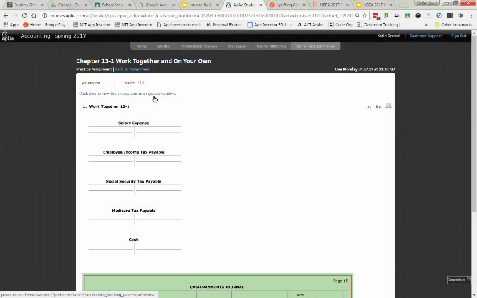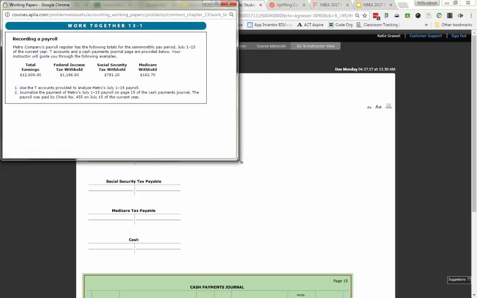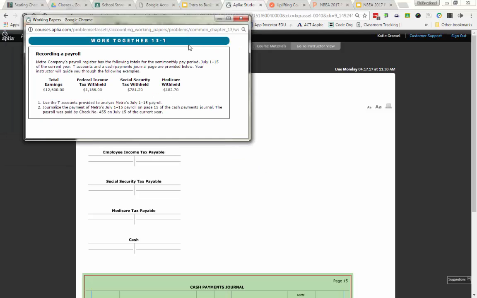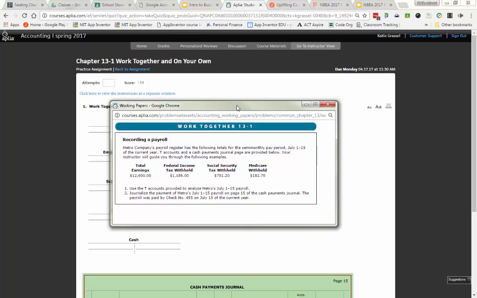So what you're going to see in the directions for Work Together and On Your Own is they have information. Now, I don't like how this assignment is laid out in the directions. I would have preferred if they gave you a screenshot of a payroll register, because that's really where this information is coming from. What we have to do is take those columns from our payroll register and put them into the accounts.